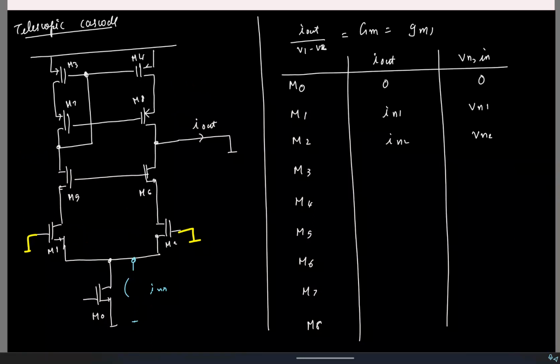Now let's look at M3, M4. For M3, again I am modeling the noise like this, because this is short. So where do you think this current will flow? It has two parts, up or down. Up. What is the impedance looking up?